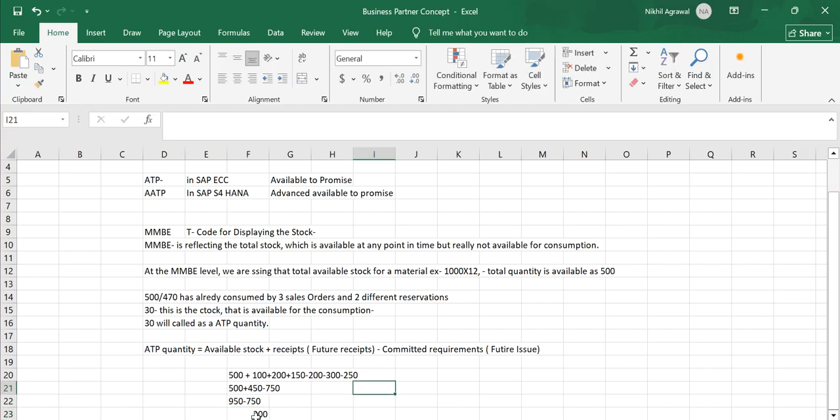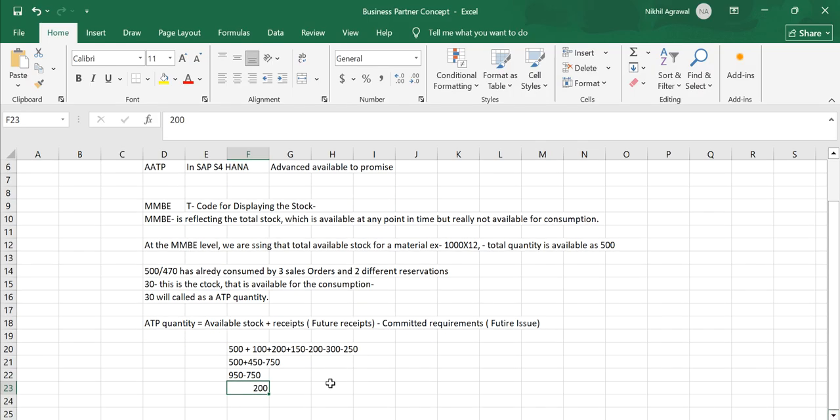So based on the available quantity of 200, the system will confirm the sales order schedule line for that particular date. Please pay attention, guys. It's a very important concept. It will help you a lot with different business requirements and issues, wherein a user will create a ticket saying that we have sufficient stock available, but the schedule line is not confirmed. The schedule line cannot be confirmed unless the ATP quantity is available.